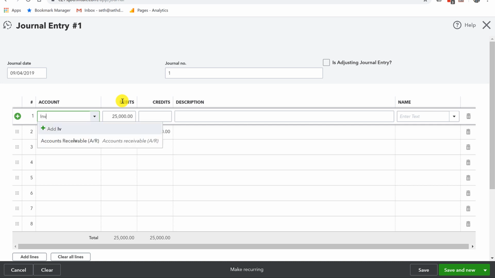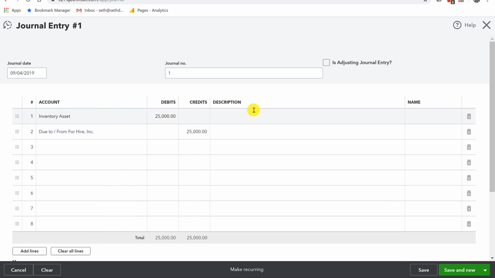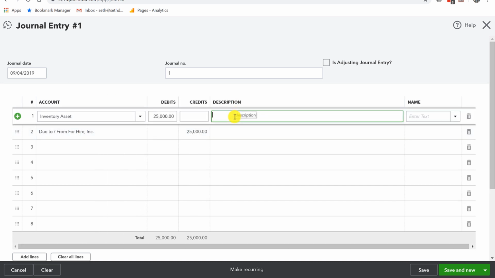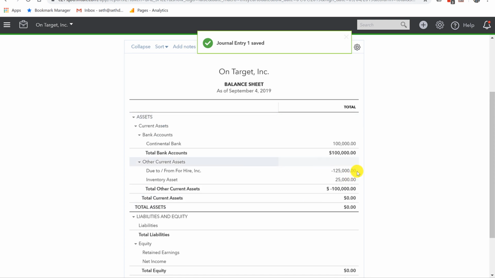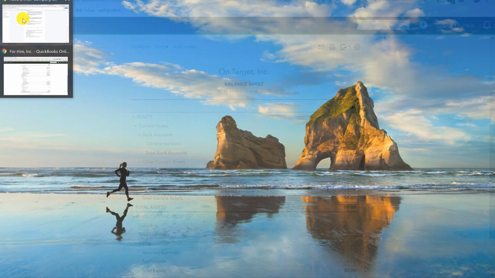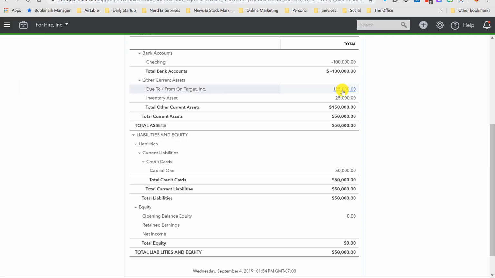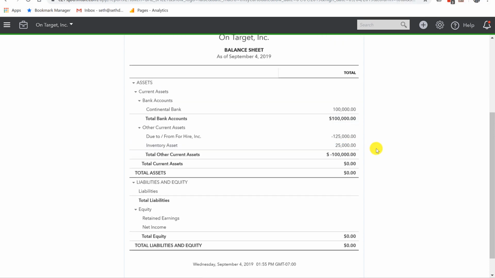So this is going to go into the inventory asset. Again, you would normally break this down into items. I'm not doing that here for the sake of time because it's not an inventory lesson. And of course, the offset goes to the due to or from For Hire Inc. And of course, I put a nice description here that says ammunition paid for by For Hire Inc., right? I'll say save and close. And sure enough, here on the books, due to or from is negative 125,000. Over here, due to or from is positive 125,000. And they both happen to have 25,000 in inventory now.